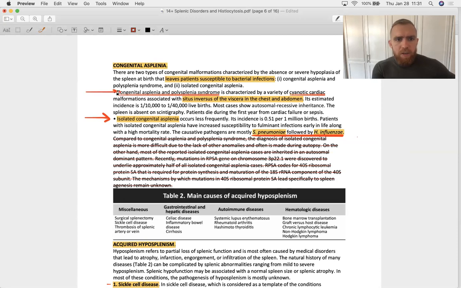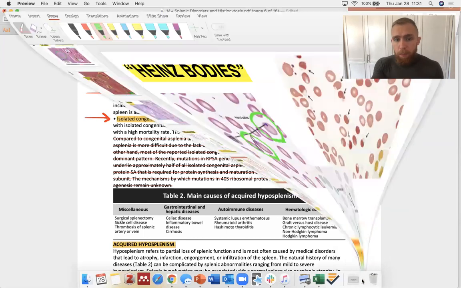And then there's this congenital asplenia and polysplenia syndrome. And this is actually two different syndromes. Either you have congenital asplenia syndrome or you have congenital polysplenia syndrome. So they are what they sound like. Asplenia, you don't have a spleen. Polysplenia, you actually have multiple spleens.